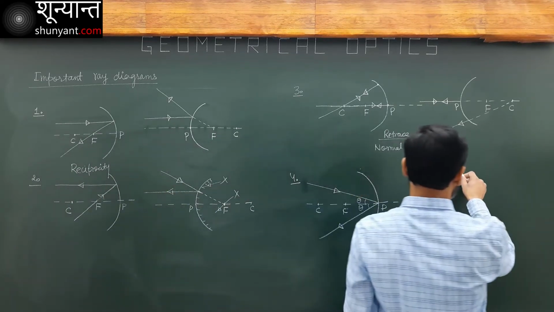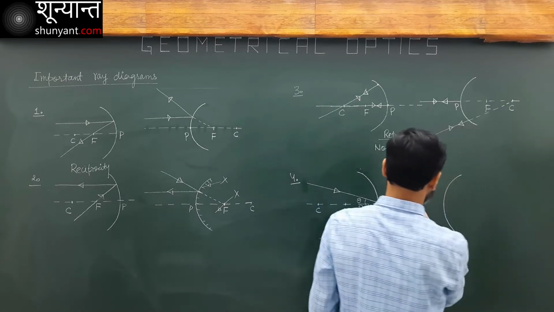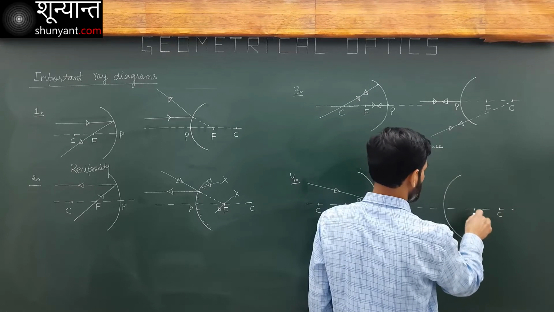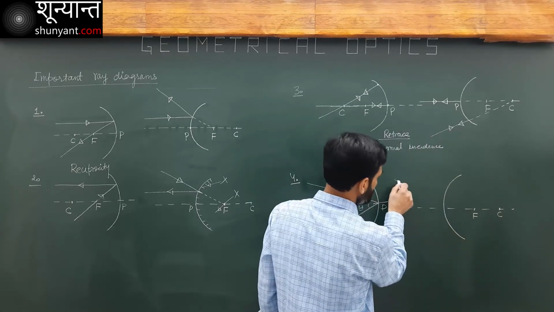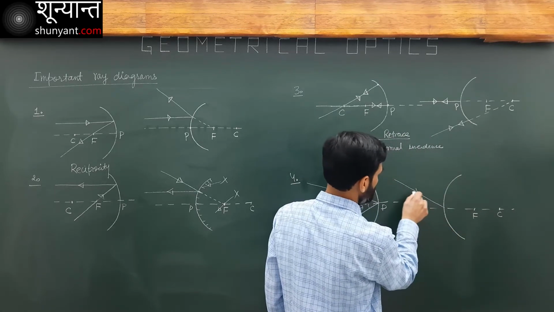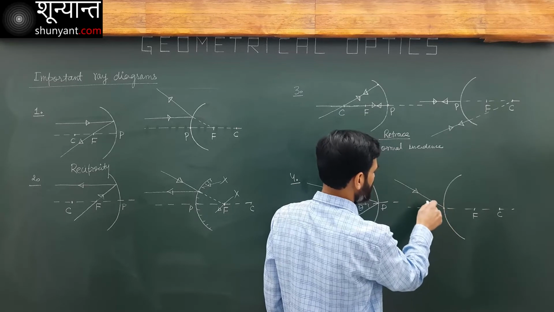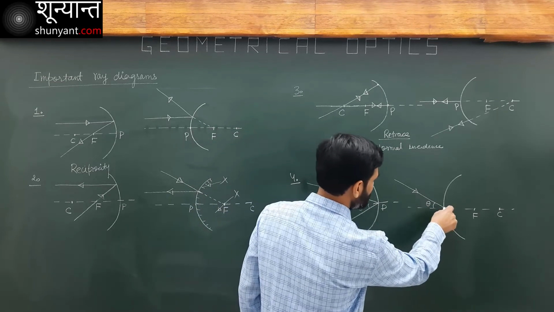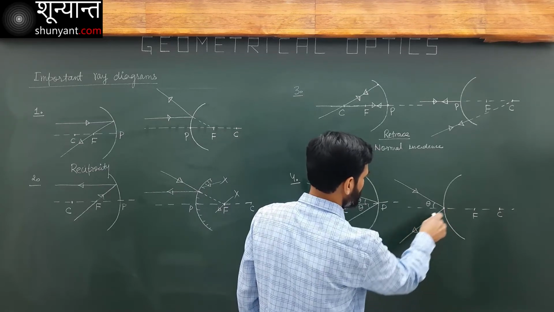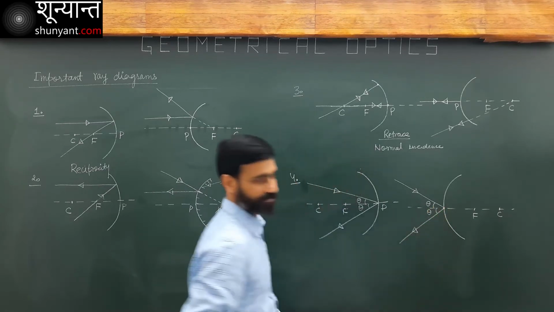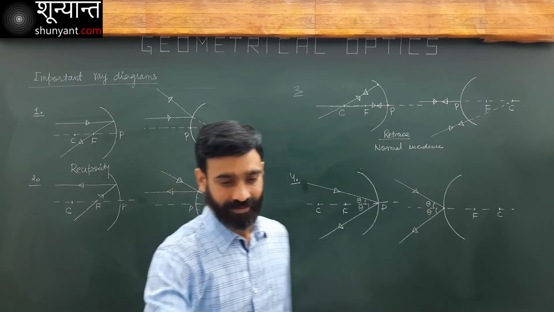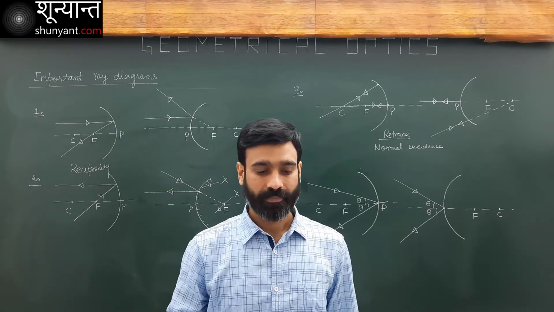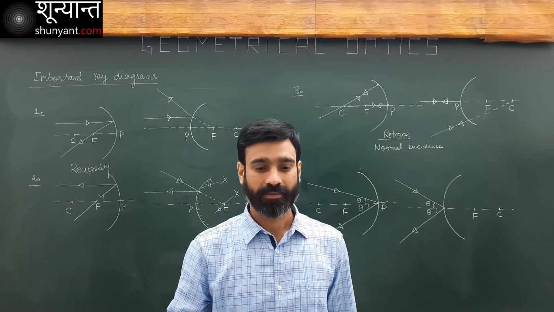In case of a convex mirror also, this is my center, this is my focus. Light is incident like this on the pole here. So this angle becomes the angle of incidence. When light is reflected on the other side, it makes the same angle, this angle theta. These are some of the important ray diagrams.